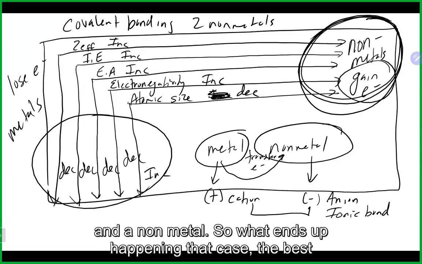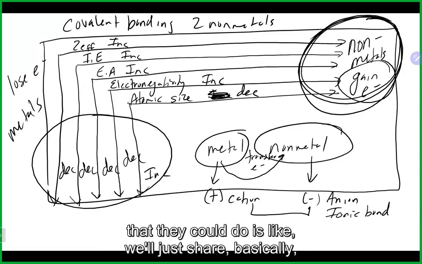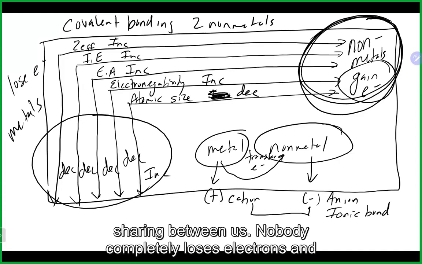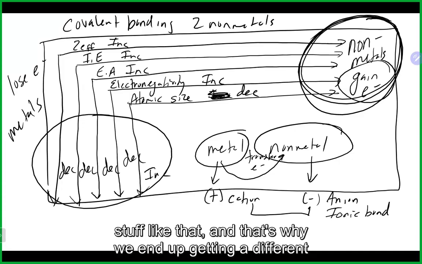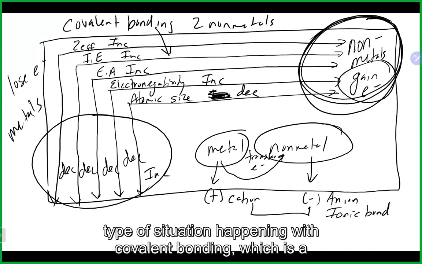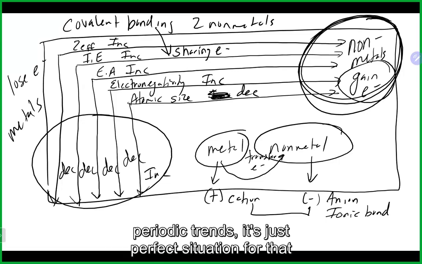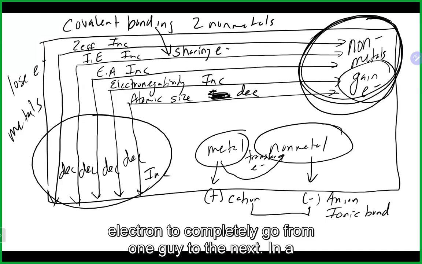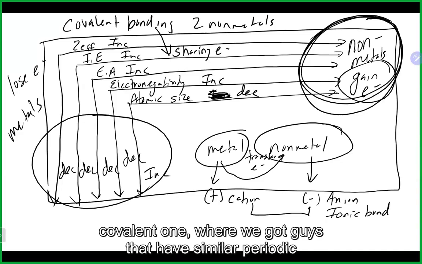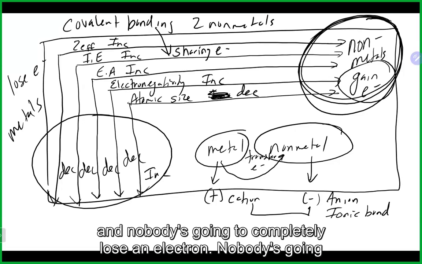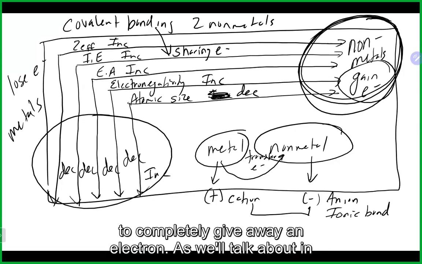So what ends up happening in that case, the best that they can do is like, we'll just share. I'll keep part of mine, you keep part of yours, we'll kind of share in between us. Nobody completely loses electrons. That's why we end up getting a different type of situation with covalent bonding, which is a sharing of electrons rather than an ionic bond. Because of those periodic trends, in an ionic bond it's a perfect situation for an electron to completely go from one guy to the next. In a covalent one, when we've got guys that have similar periodic trends, the best they can accomplish is, we'll just share. Nobody's going to completely lose or give away an electron.